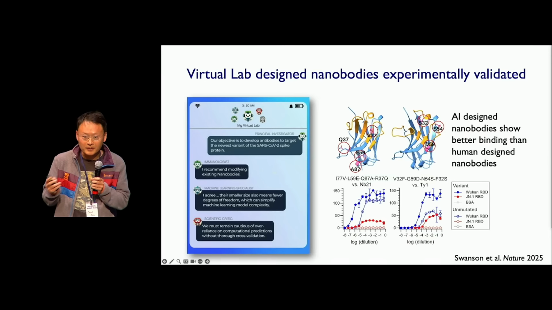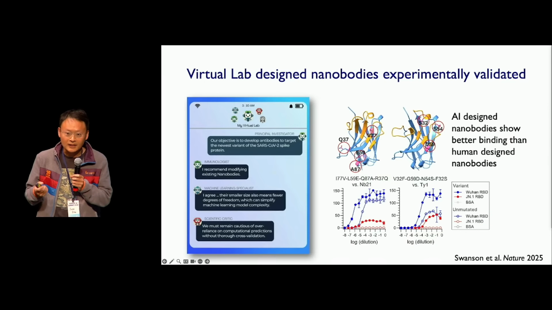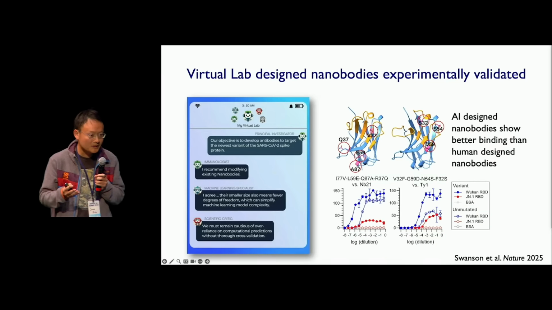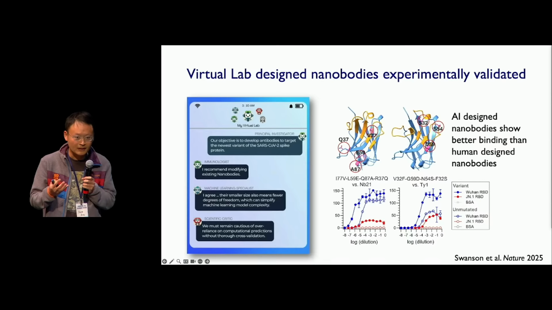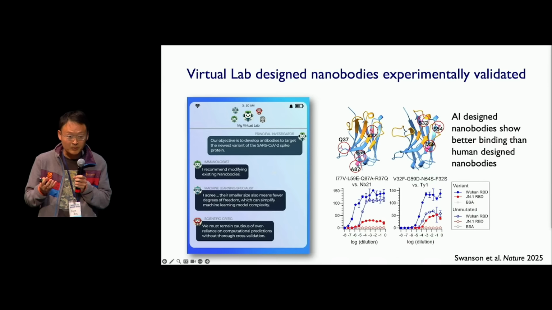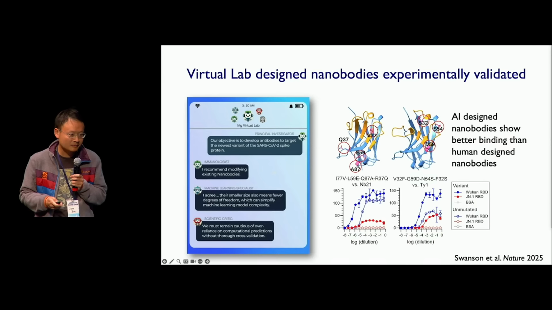In particular, they were better binders than the best previous human-designed nanobodies to some of the recent COVID variants. So this to us was quite an exciting first step to illustrate how a team of agents, when they collaborate, can solve quite challenging open-ended projects that we can then experimentally validate.